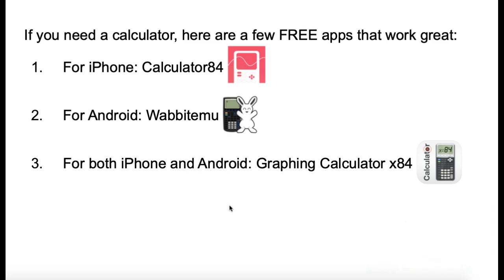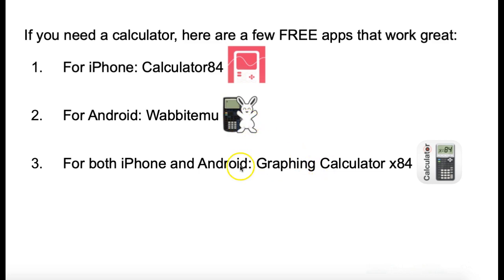I know probably not everybody has a graphing calculator, a fancy calculator at home, so here's a few free apps that work really well. If you have an iPhone, you can search calculator 84 and find this icon. It looks really similar to the graphing calculator we have in class. If you have a Droid, search Wabbit EMU for this icon. Again, it looks really similar to the calculator we have in class.